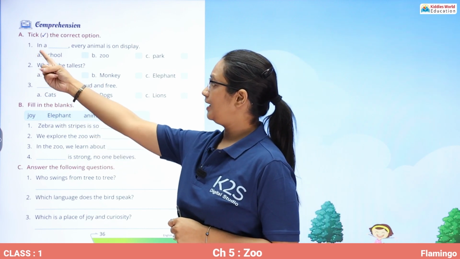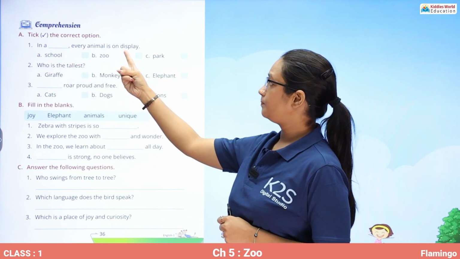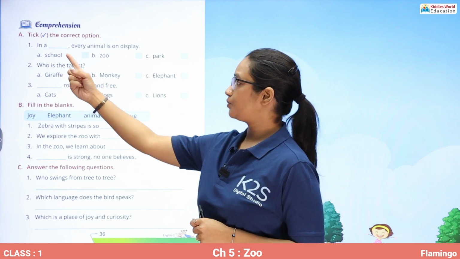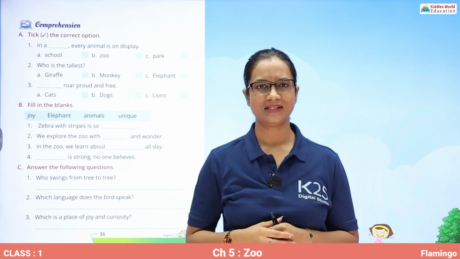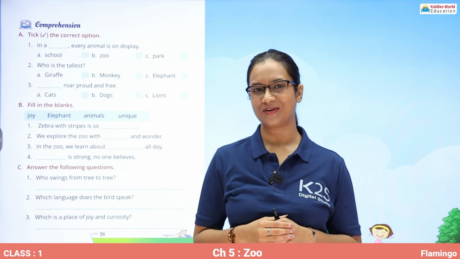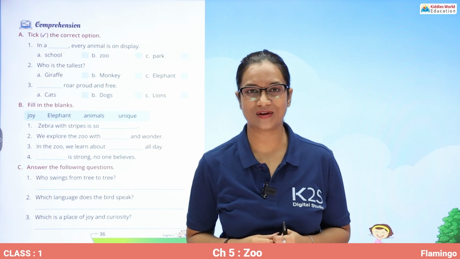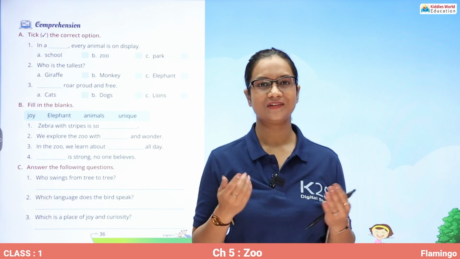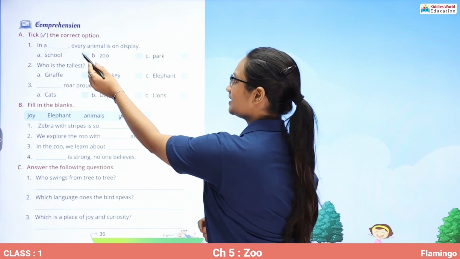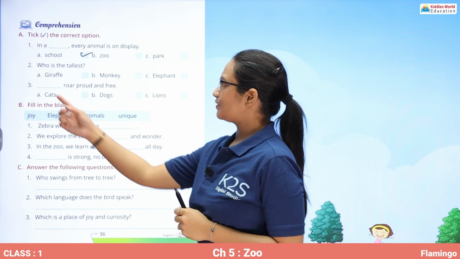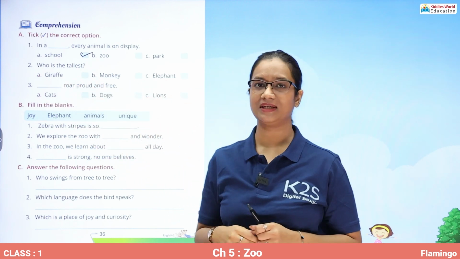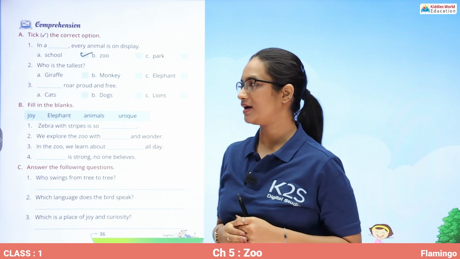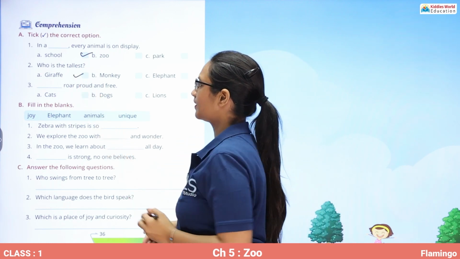So, in a dash, every animal is on display. So, in a school, in a zoo, or in a park, which one is the correct option? Now I know that you are excited to share your answer. And yes, the right answer is the zoo. So, who is the tallest? Giraffe, monkey, or elephant? Yes, the tallest one is the giraffe.